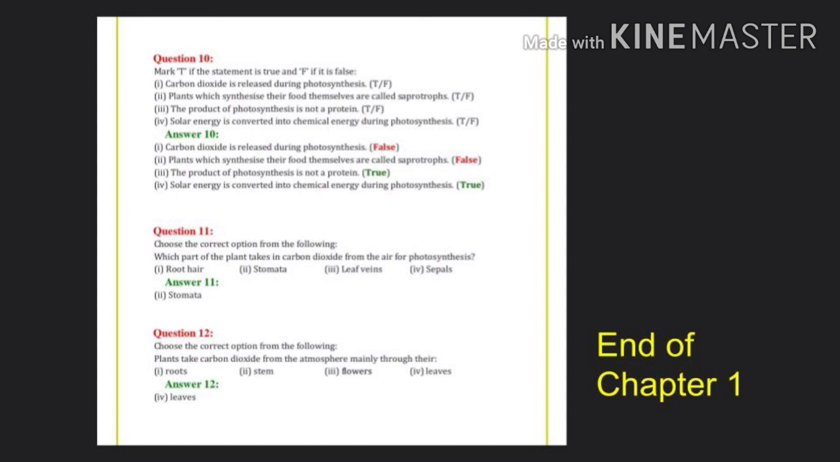Question 11. Choose the correct option. Which part of the plant takes in carbon dioxide from the air for photosynthesis? The answer is stomata. Question 12. Choose the correct option. Plants take carbon dioxide from the atmosphere mainly through their leaves. Yes, the answer is leaves.